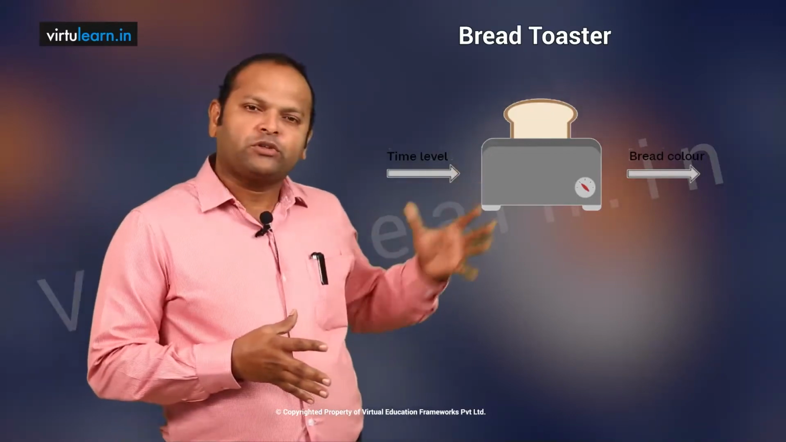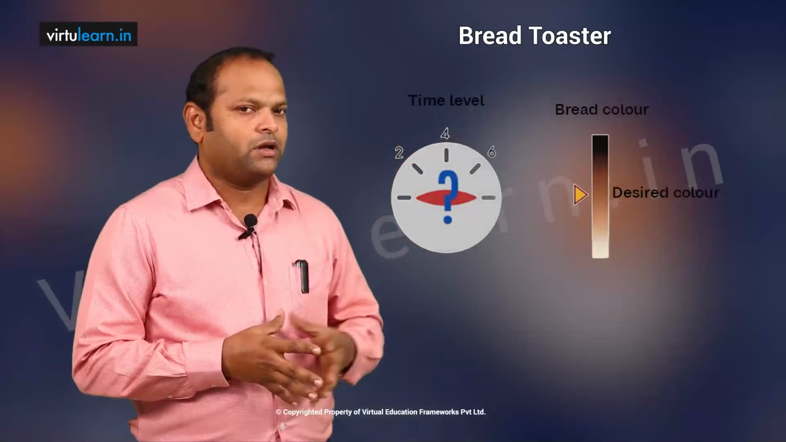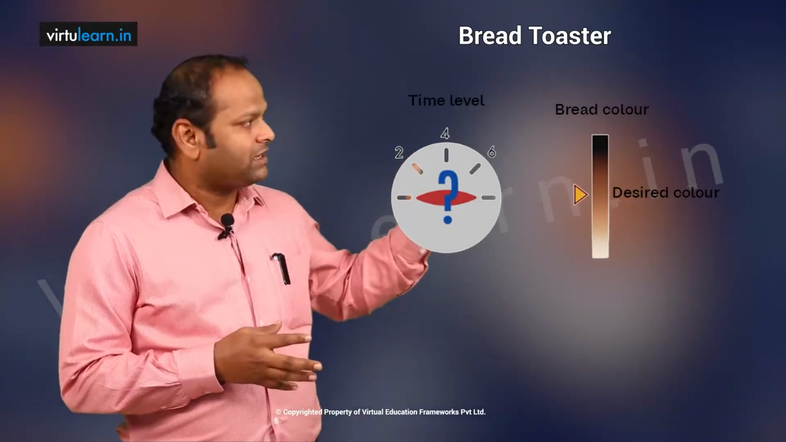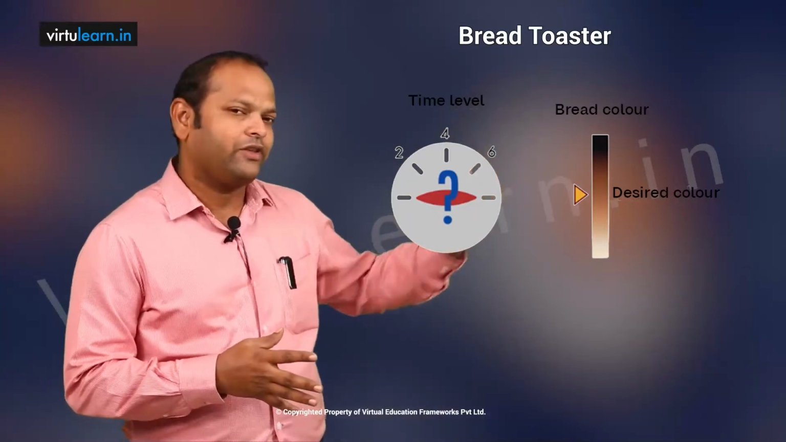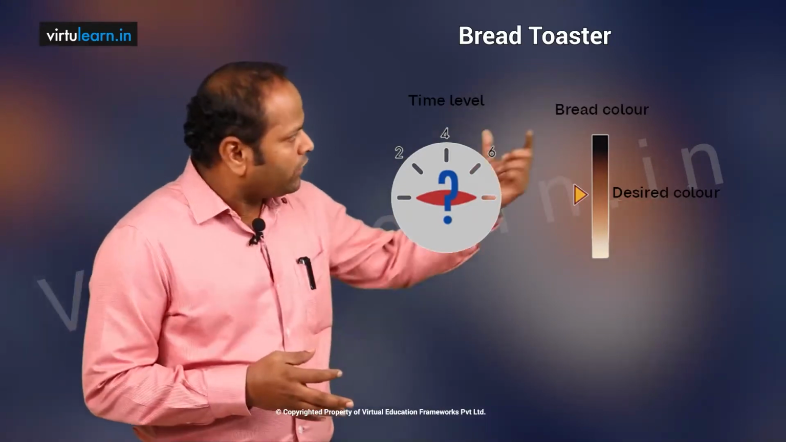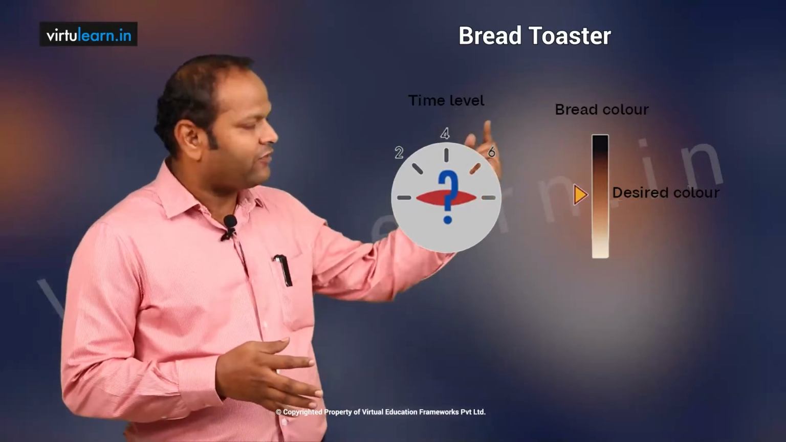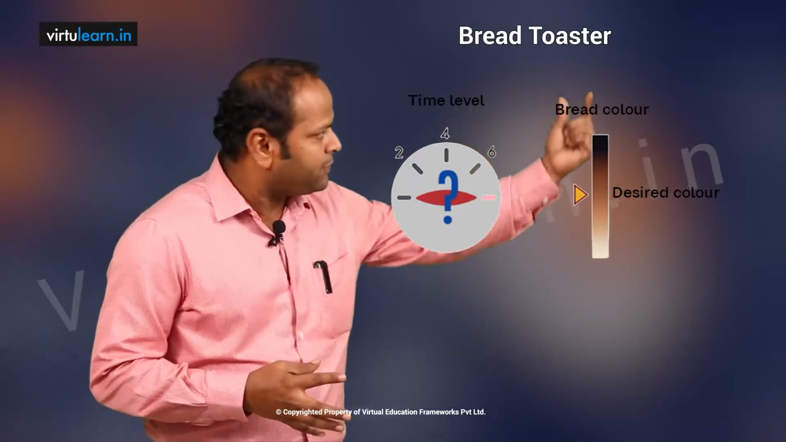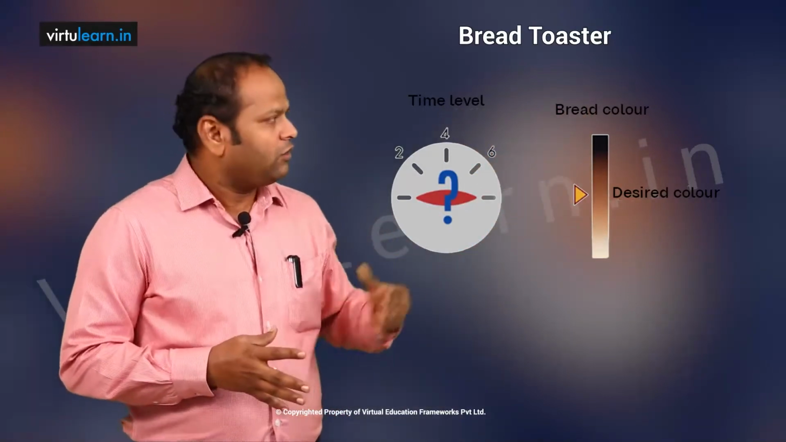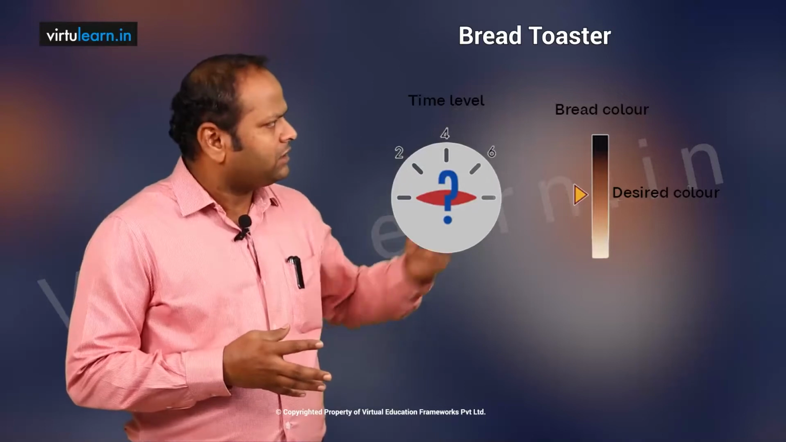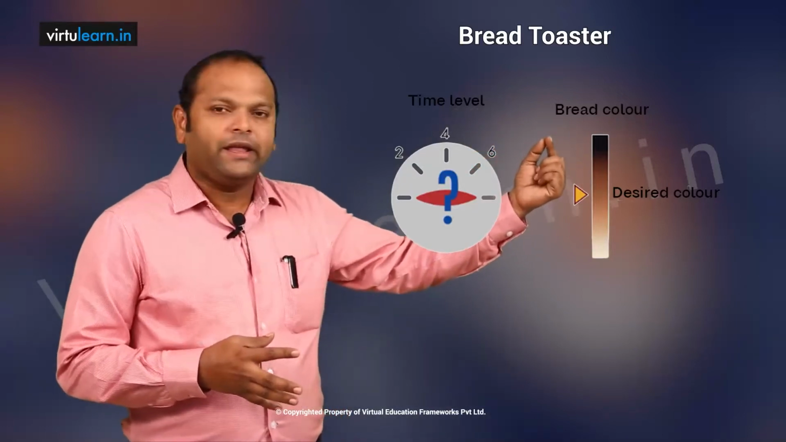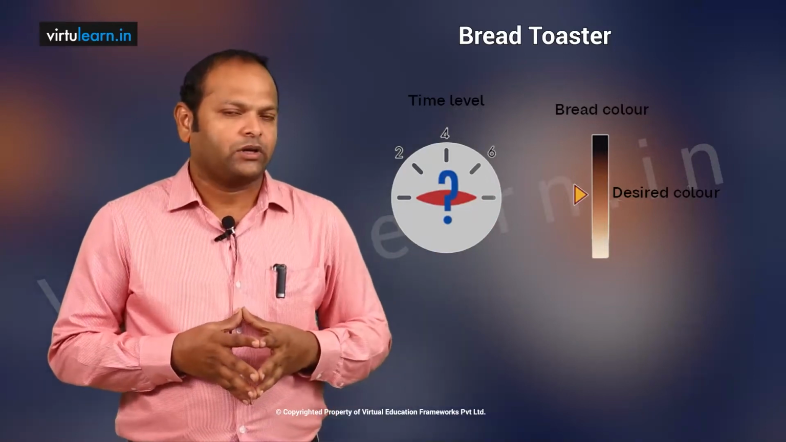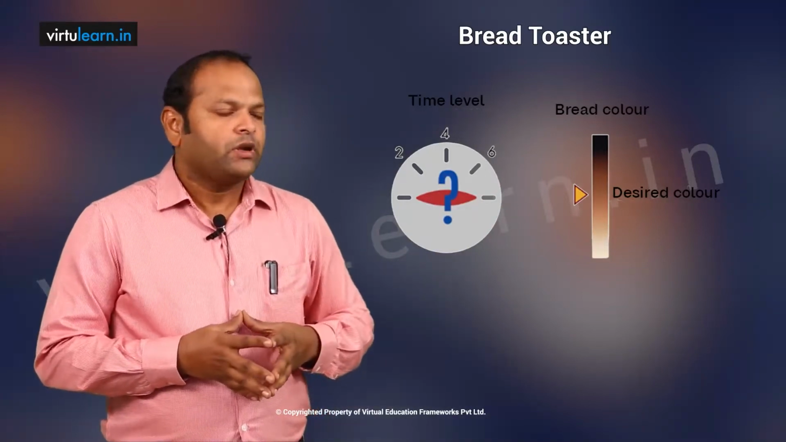So, usually in a bread toaster, we have what is called the timer. So, we are going to fix the time, and based on the time, we are going to have the color of the bread. So, we can look at this. This is a timer. Let us say I have different variations of timer settings with respect to its colors. But we know that the color should ideally be a light brown color to have better toasting of the bread. Okay, that we know. That is the desired.